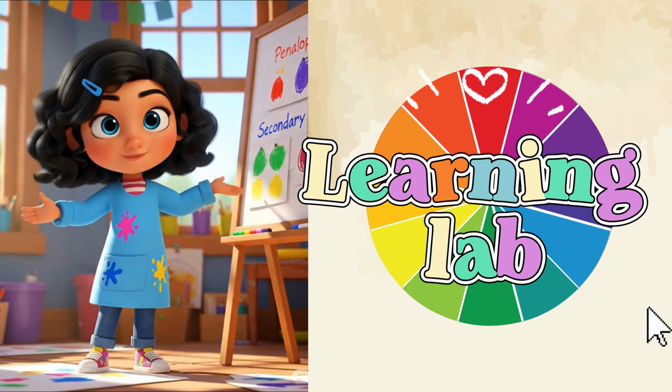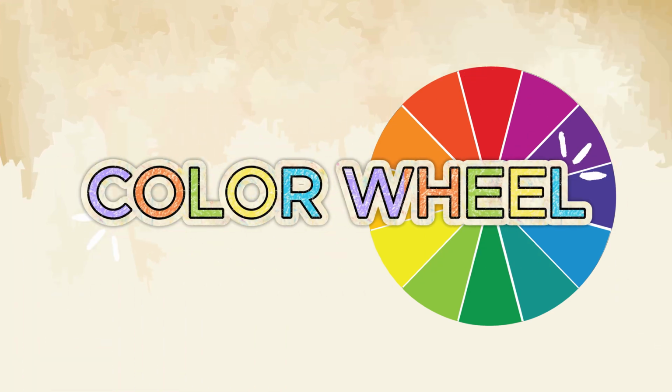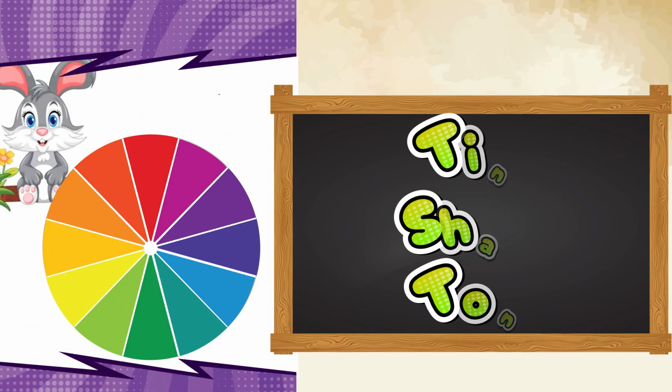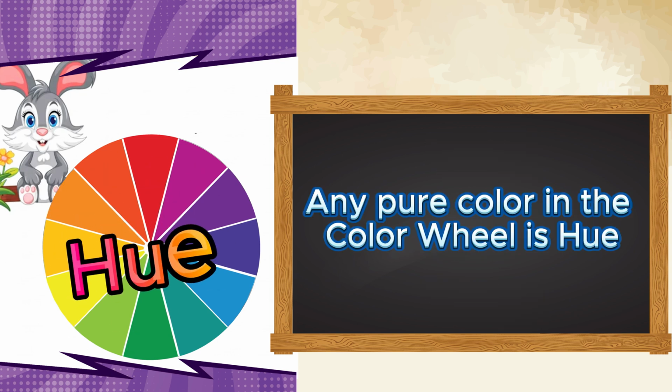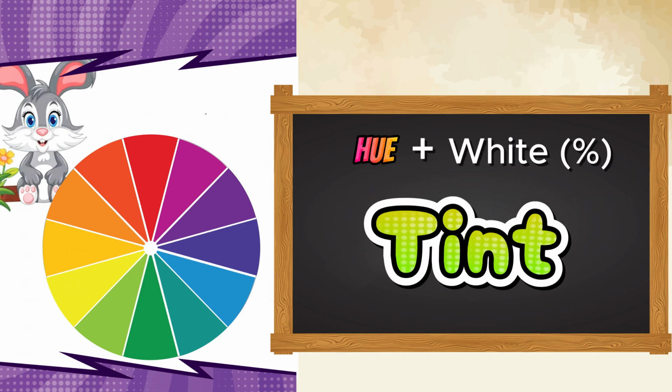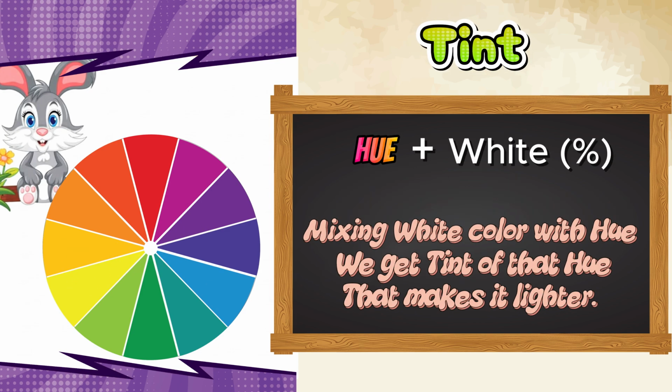In our previous video, we have learned about the color wheel. Now we will learn tint, shade and tone. Hue. Any pure color in the color wheel is hue. Tint. Mixing white color with hue, we get tint of that hue.